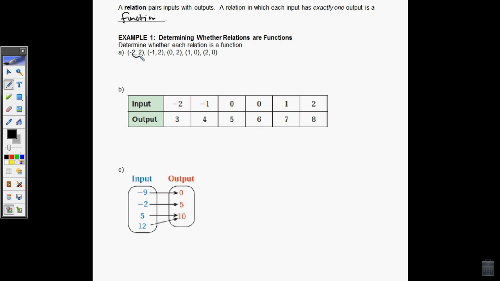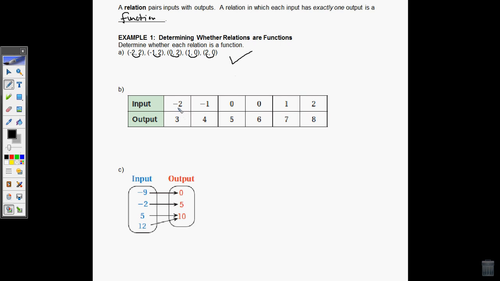-2 relates only to 2. Does -2 relate to anything else? No. -1 relates to 2. Does -1 relate to anything else? No. 0 relates to 2. Does 0 relate to anything else? No. 1 to 0? No. 2 to 0. Good. This is a function because every input has only one output.